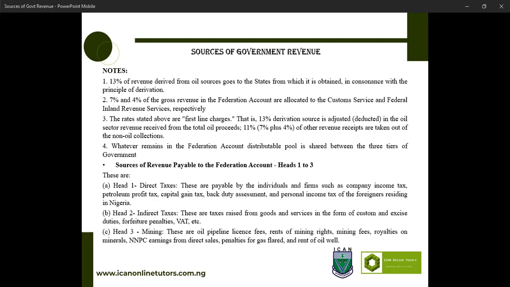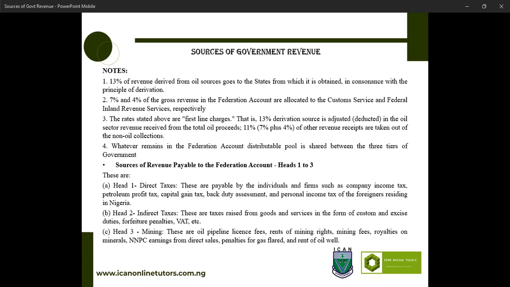and the personal income tax of foreigners residing in Nigeria. These are direct taxes. Head two is indirect taxes. These are taxes raised from goods and services in the form of customs and excise duties, forfeiture penalties, value added tax, VAT, and so on. And head three is mining. Mining includes oil pipeline license fees, rent of mining rights, mining fees, royalties on minerals, NNPC earnings from direct sales, penalties for gas flared, and rent on oil wells.